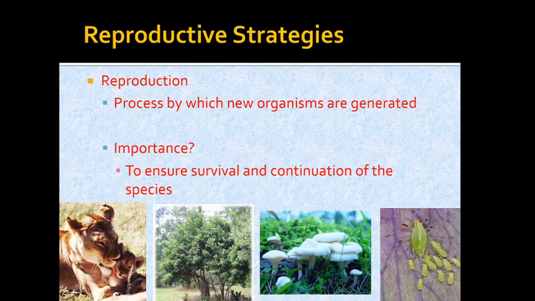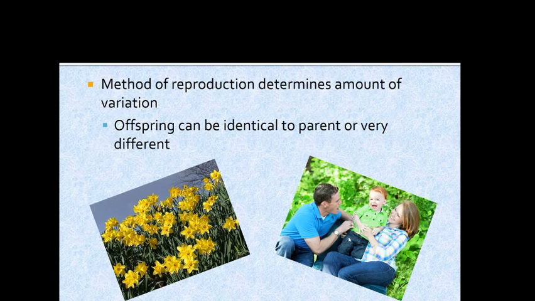So here are some examples. Another example here. Method of reproduction determines amount of variation. Offspring can be identical to the parent, like these plants here, the flowers here, or this baby boy here, who looks a little different compared to his parents.